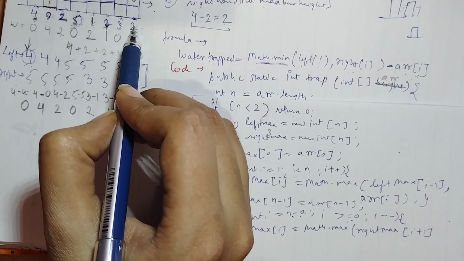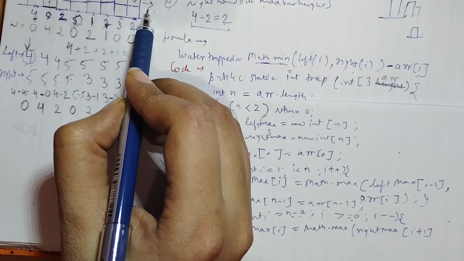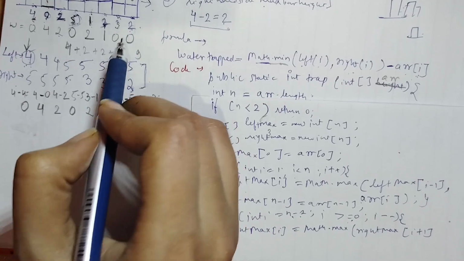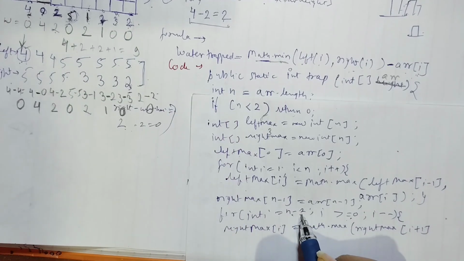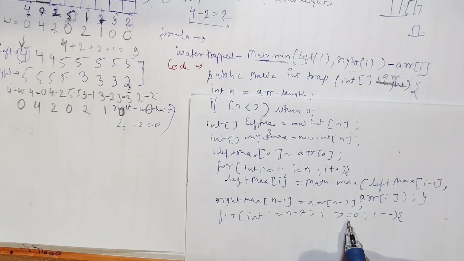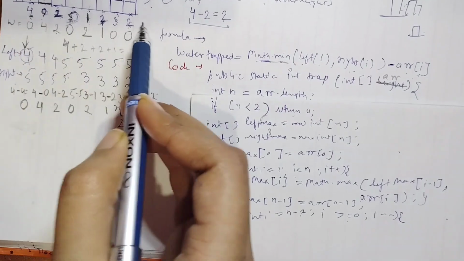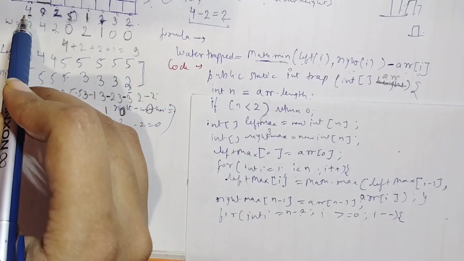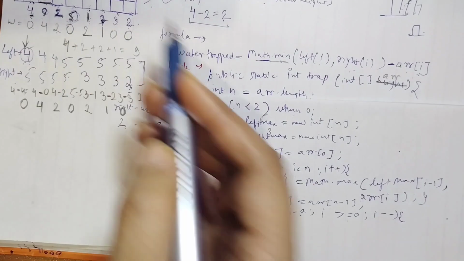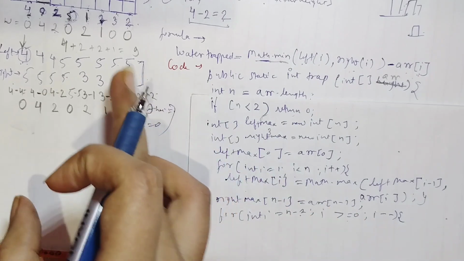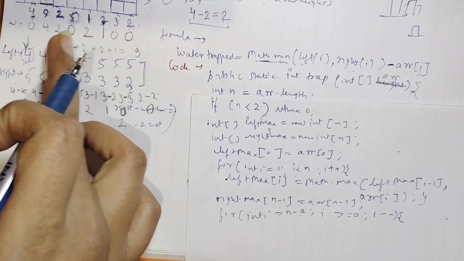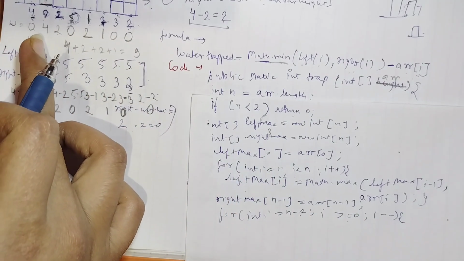These two don't have any bar on the right hand side to compare. That's why we are starting from here, 3. Okay, n minus 2, that's why we have written it. And it should go till the first index. Start from the last and it should go till the first index, and i minus minus because this loop is iterating from backwards.